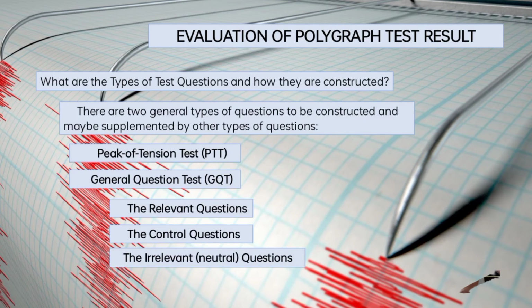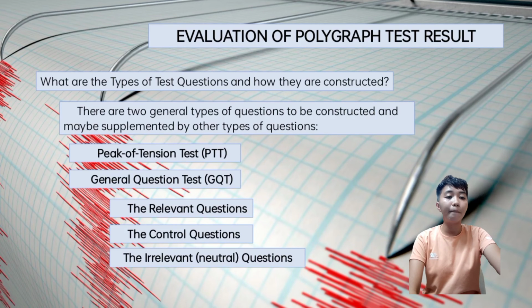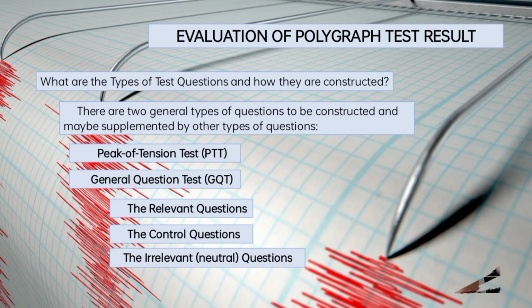The irrelevant or neutral questions. These are types of questions which have no important bearing on the case under investigation. These are questions which are believed to have no or very little emotional impact on a subject. Thus, such questions can be used as an indicator of a particular subject's normal baseline level of arousal. These must precede the relevant ones.